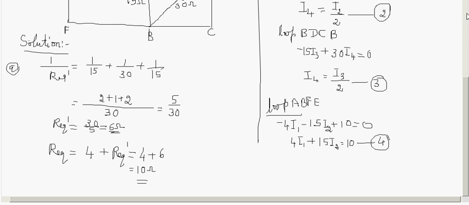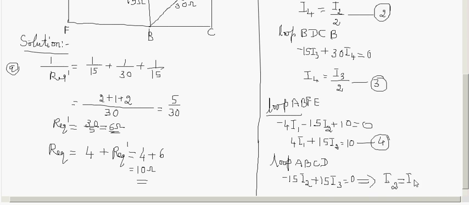You can write that. Loop ABCD: minus 15 I2 plus 15 I3 equal to 0. Or this will give us I2 equal to I3. I2 equal to I3.